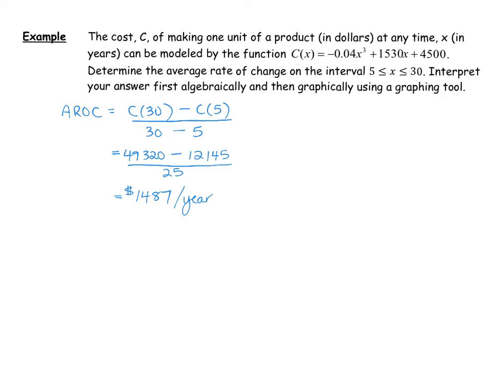Okay, so what does this mean? This means that the cost is increasing at a rate of $1,487 per year. Okay, so the sentence and units are the most important. Okay, and I want to just take a quick look at this graphically again so I can emphasize what this means. So if you can pause the video and quickly punch that into Desmos and get a quick sketch, that would be great.